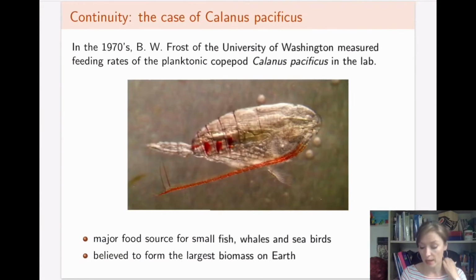Okay, let's take a look at an application. So this little planktonic copepod is called Calanus pacificus, and it's been extensively studied, particularly its feeding habits, in the 70s by Frost at the University of Washington. The copepod itself is pretty small, it's only about 3 millimeters in length, but it is a major food source for fish and whales and birds and is thought to have the largest biomass on Earth because while they're little, there's a lot of them.